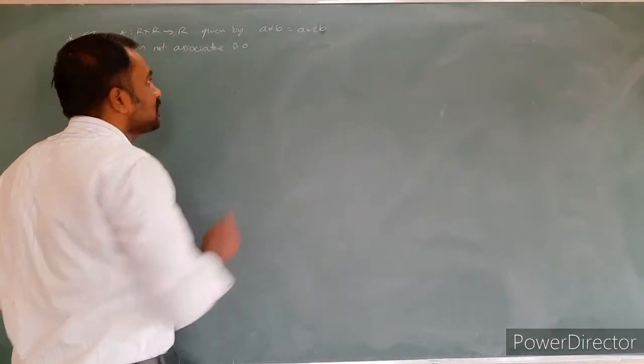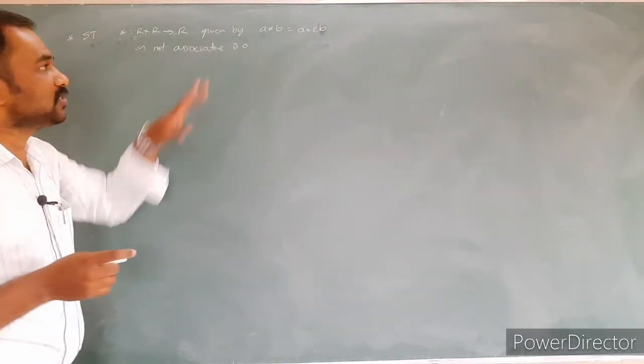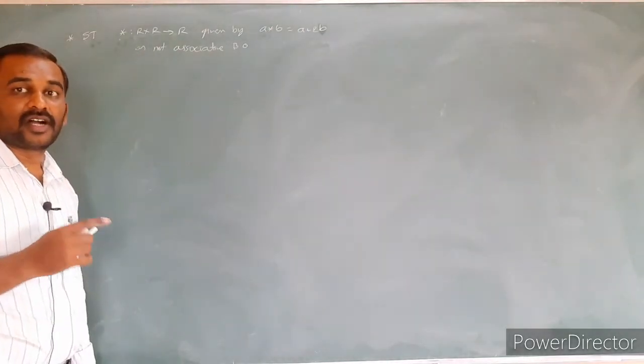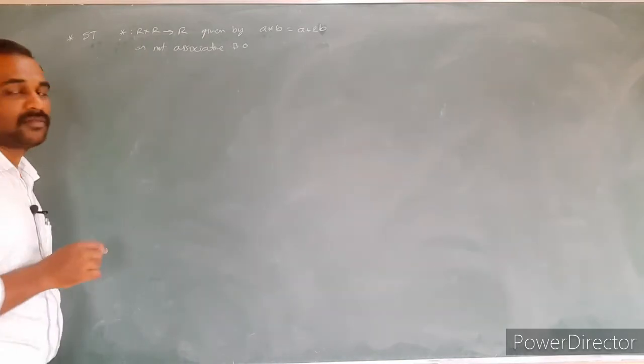The relation between A and B is in this way. This is not an associative binary operation. Here, show that it is a not associative binary operation on the set of real numbers.